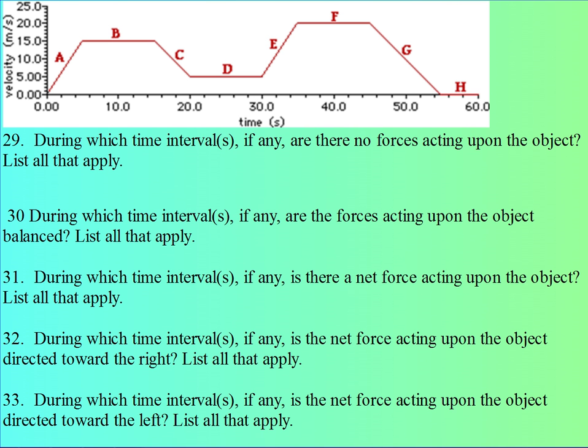Now let's analyze this graph. I have velocity and I have time. Whenever velocity is constant, so that's this line right here, whenever it's horizontal, that tells me I have constant velocity. Whenever velocity is changing, this is going to be a positive acceleration, and then these are going to be the negative accelerations. These are sloping down.